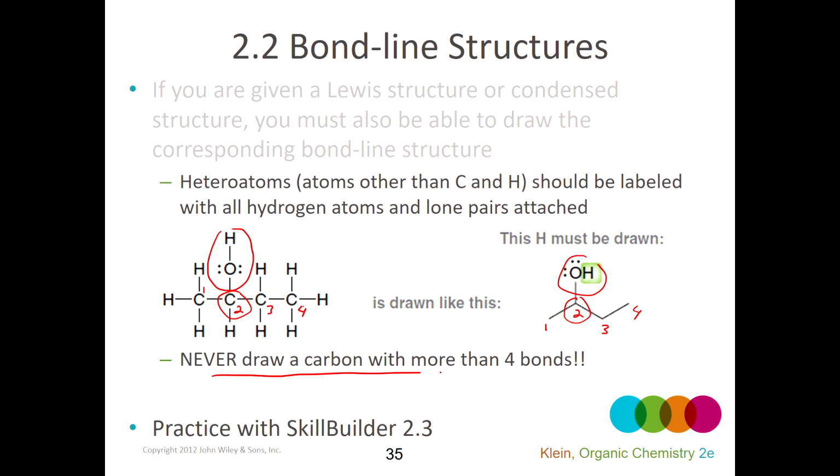Never draw a carbon with more than 4 bonds. So, you know, obviously, don't make a carbon with 5 things coming off of it. That could never happen. Don't make a carbon with a double bond and then another thing coming off of it. That could never happen. Right? So make sure your carbons are limited to 4 bonds.